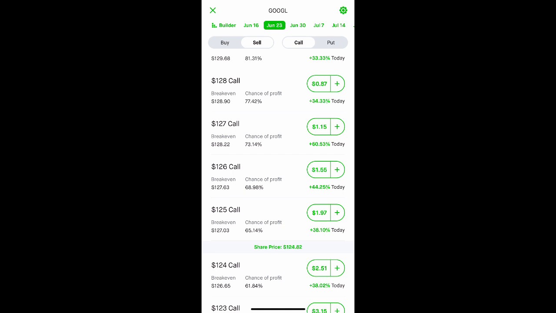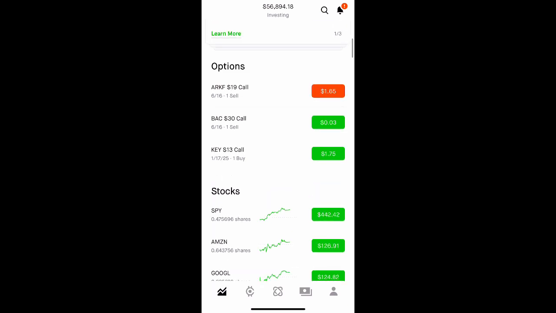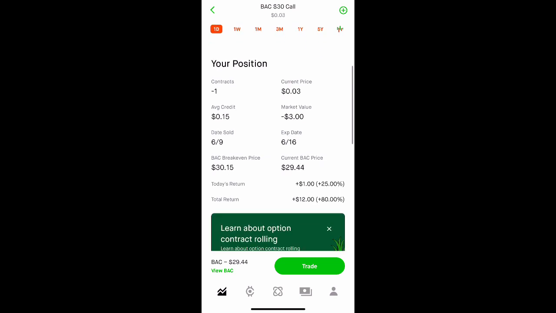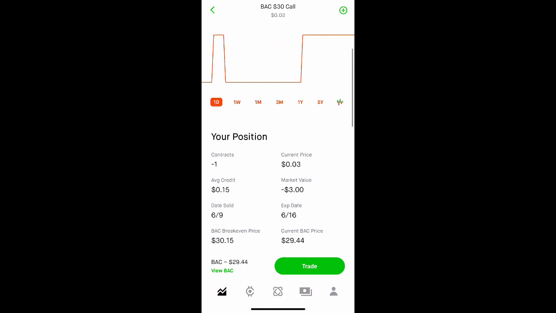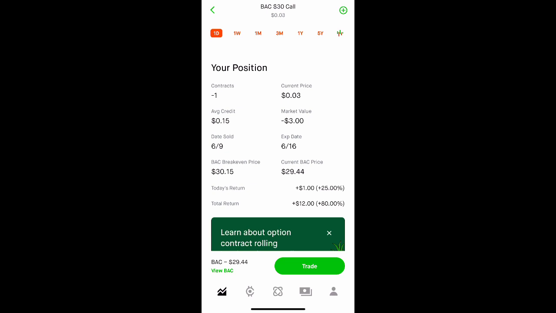One example that I have of a trade like this is on Bank of America. I'm currently selling a covered call on Bank of America at a $30 strike price. It expires tomorrow on June 16th, and I got paid $15 to sell this covered call. As you can see, it is currently worth $3. So if I wanted to, I could buy this option back and then go ahead and sell another covered call on Bank of America, and I'd still walk away with that $12 profit that you see at the bottom there.